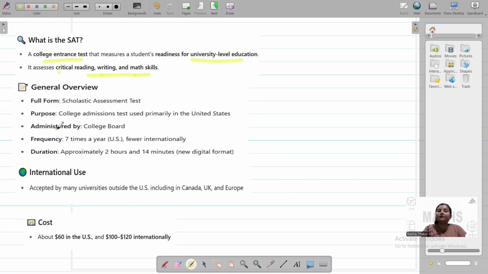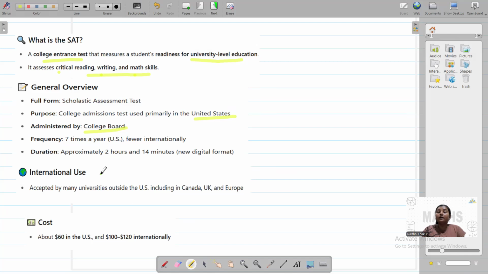Now, what is the purpose? The purpose of this exam is to take admission in the United States, especially. If you are interested in taking admission in very good colleges in the US, you have to give this examination. And who organizes this examination? It is organized by the College Board.